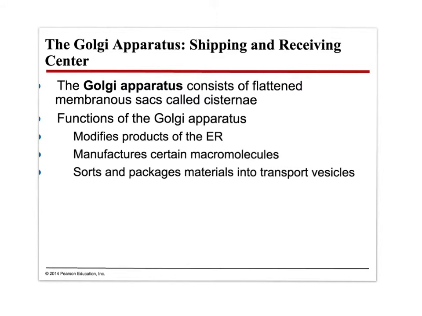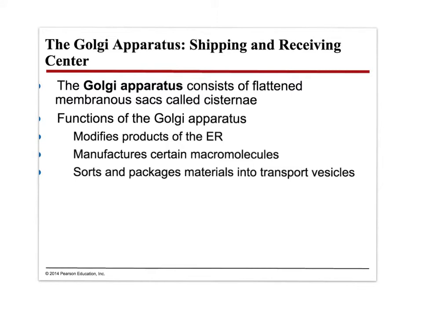So it consists of flattened membranous sacks called cisternae, right? It is still a bilayer. What's it going to do? It's going to modify the products of the ER. ER is going to produce the proteins. It's going to modify them. Sometimes it will add carbohydrates. Sometimes it will change it and make sure it's folded the right way. Whatever it does, it's like quality control inside and shipping and receiving.